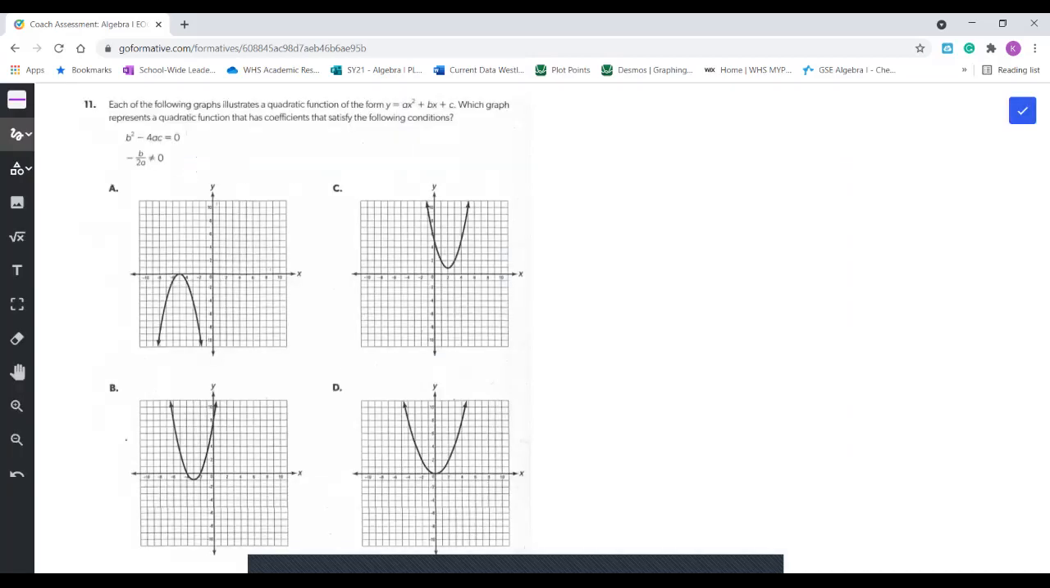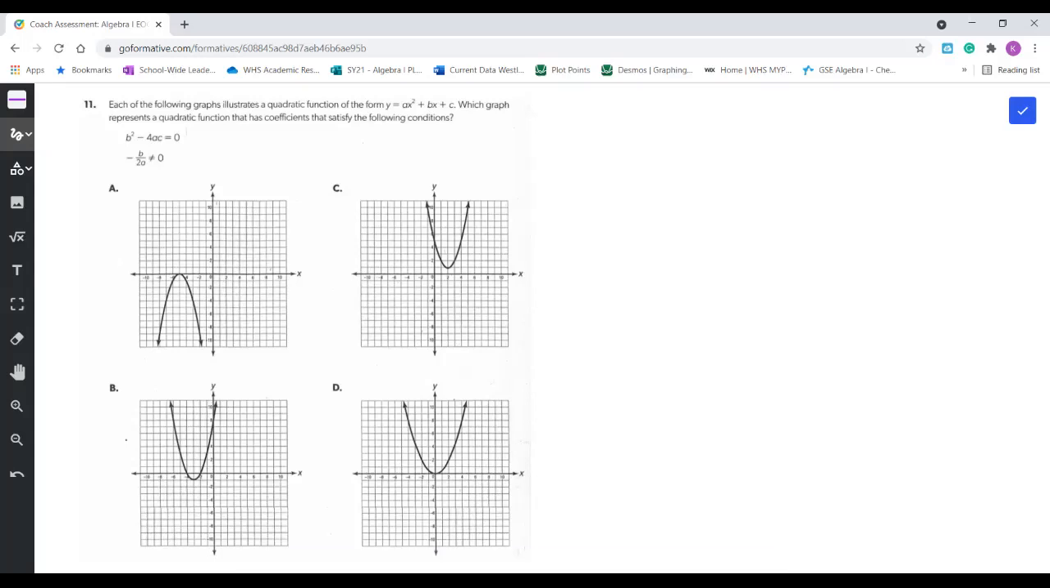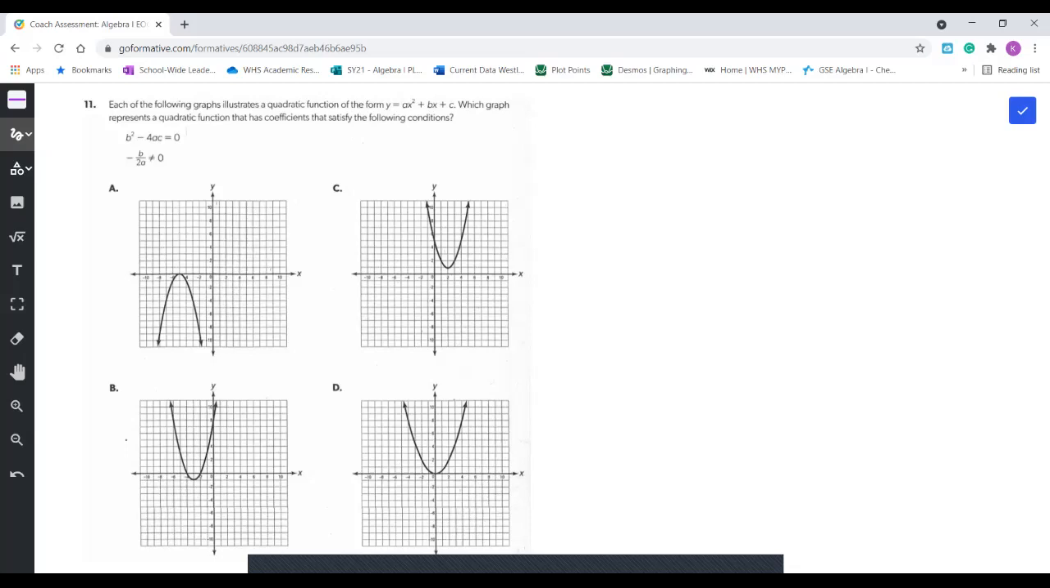All right, number 11, it says each of the following graphs illustrates the quadratic function of the form y equals ax squared plus bx plus c. Which graph represents a quadratic function that has coefficients that satisfy the following conditions? It says b squared minus 4ac is equal to 0. Young people, we talked about this, and this value is called the discriminant. We talked about the discriminant.